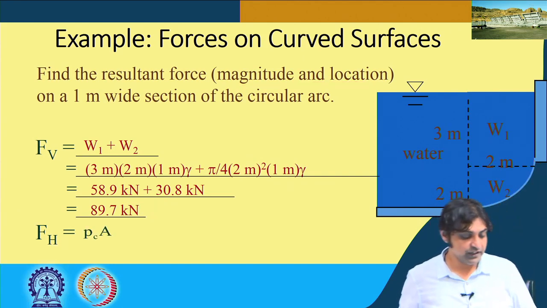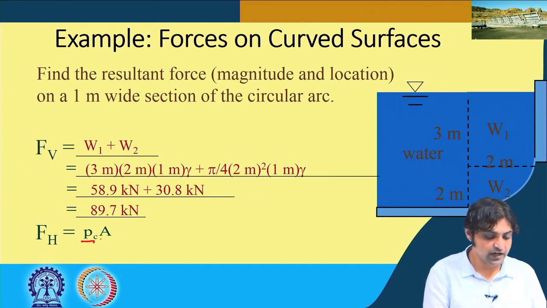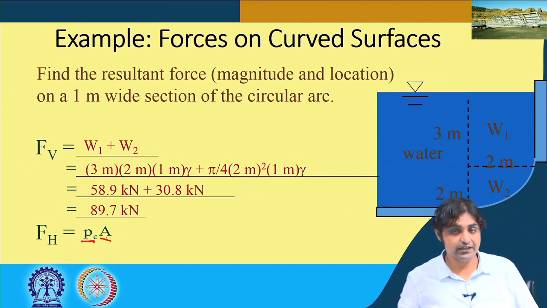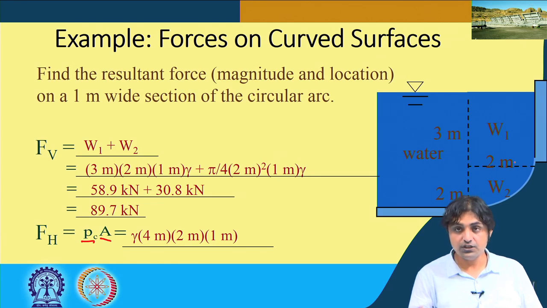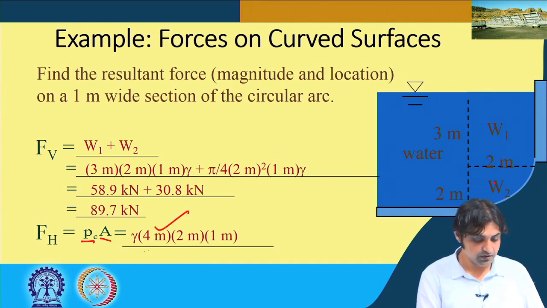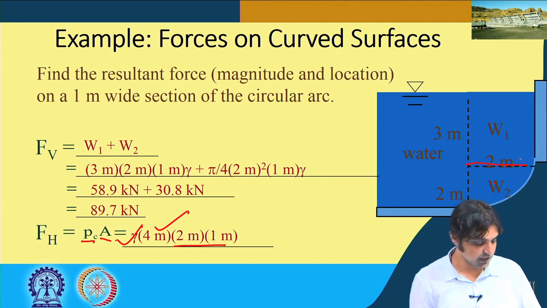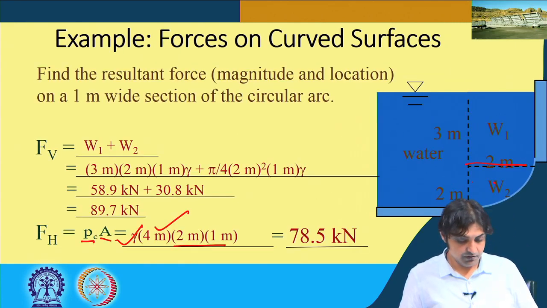Now we also need to know what the horizontal component is. So the horizontal component is the pressure at the centroid multiplied by area, but what area is that? So area is 2 into 1. So pressure at the centroid is, this is the centroid, right, 1 meter below. So 3 plus 1 is 4, gamma h is the pressure, and this is the area, 2 meter into 1 meter. Okay, so the horizontal force is going to be 78.5 kilonewton.